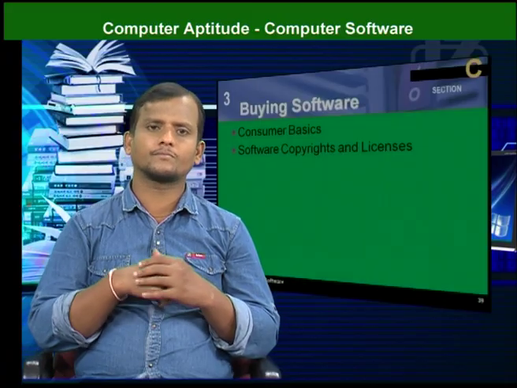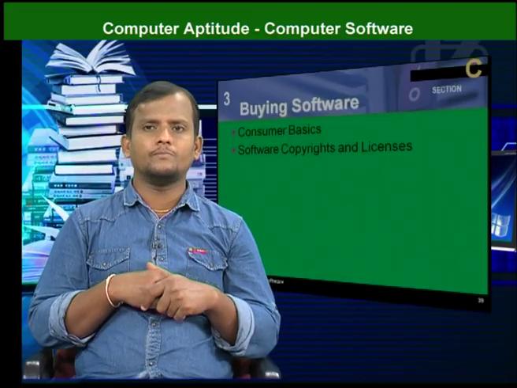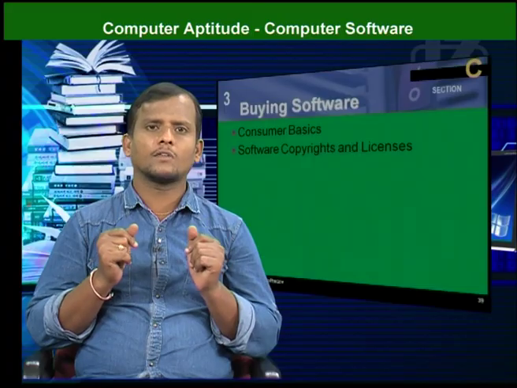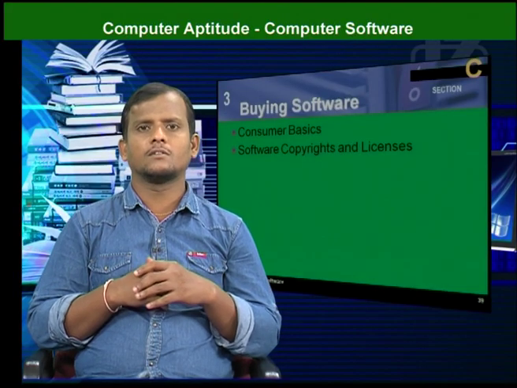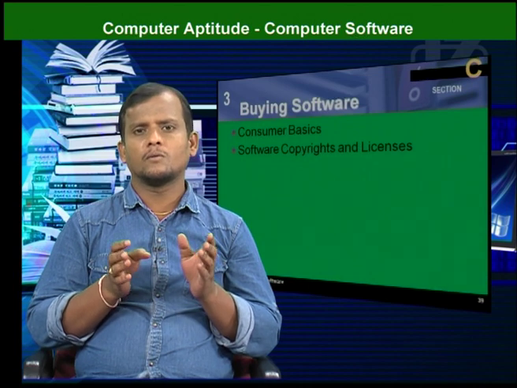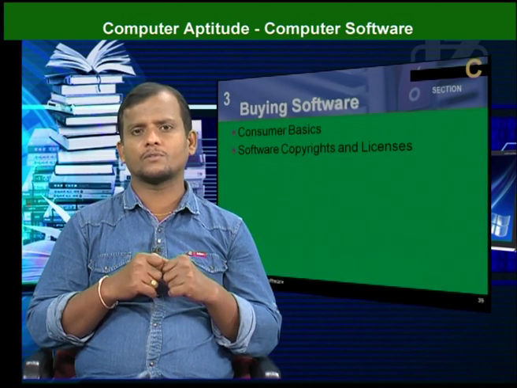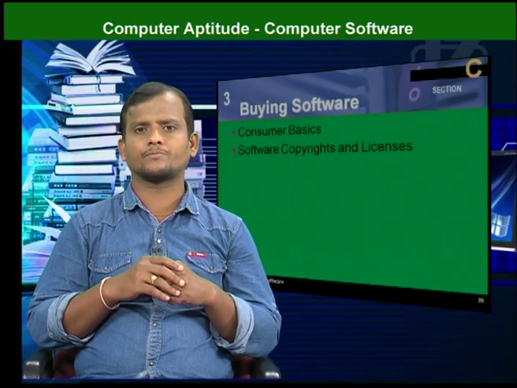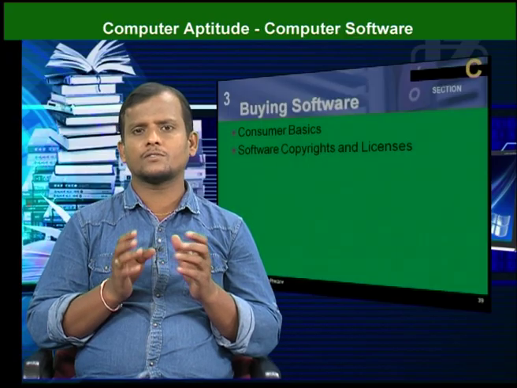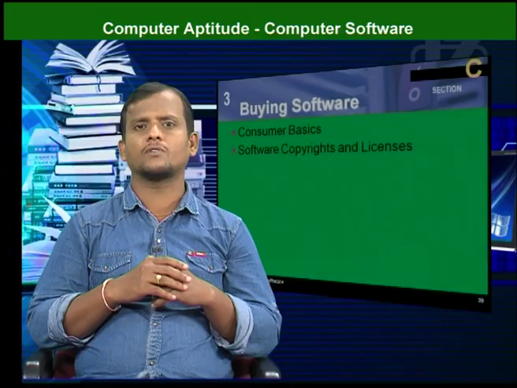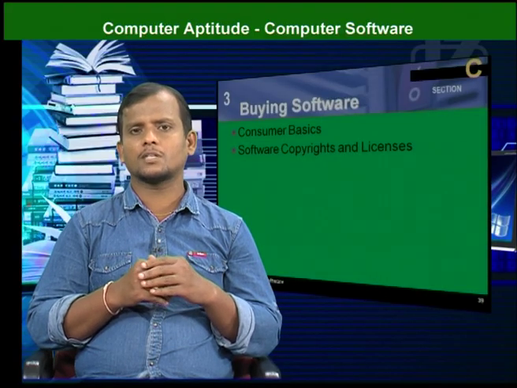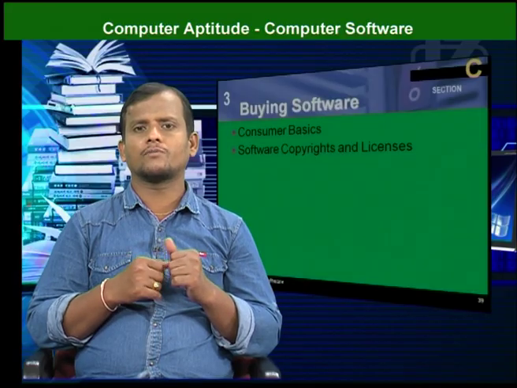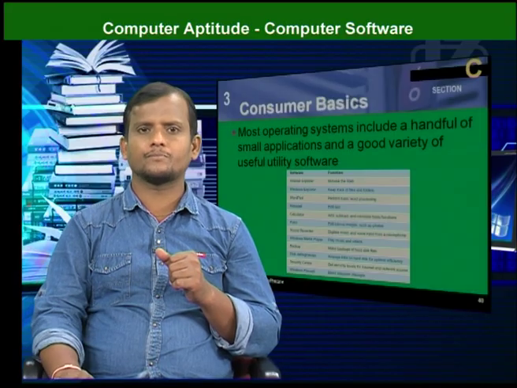Buying software. So we saw what system software is and what application software is. Now, what are the rules to buy software? Some is consumer based, some is copyright and license based. There are two types: consumer basic software and copyrighted licensed software.